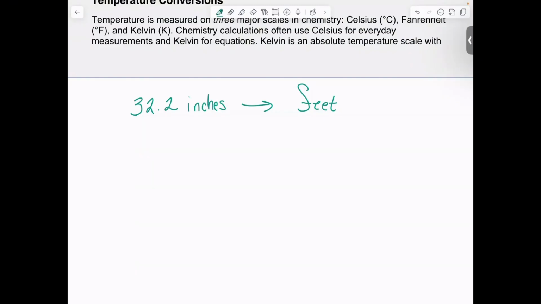So I know one foot equals 12 inches. And you'll probably, a lot of times, especially in, for instance, the gas laws unit, use different units for pressure.